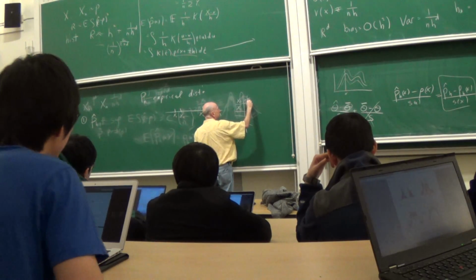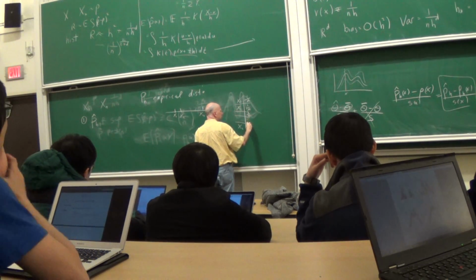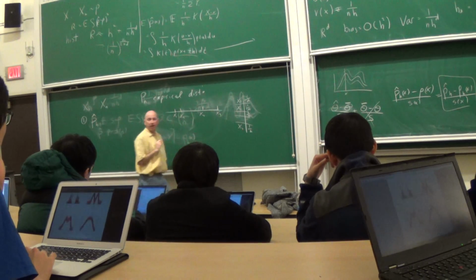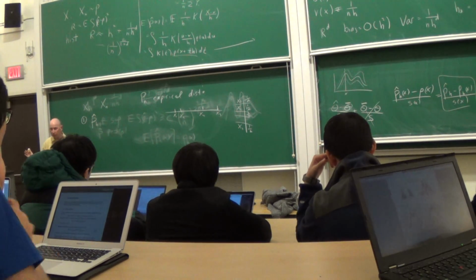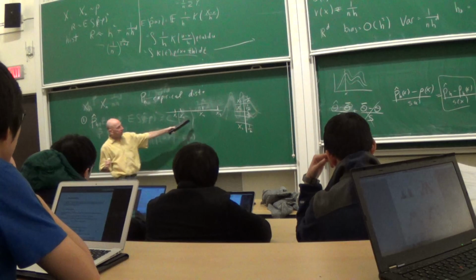And each of these points gets mass 1 over n. This is just some distribution. We're going to keep the observed data fixed.